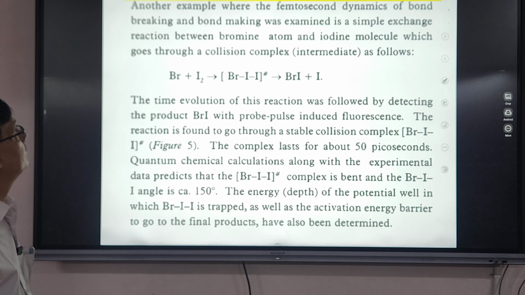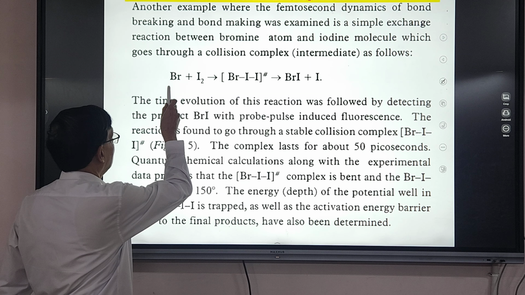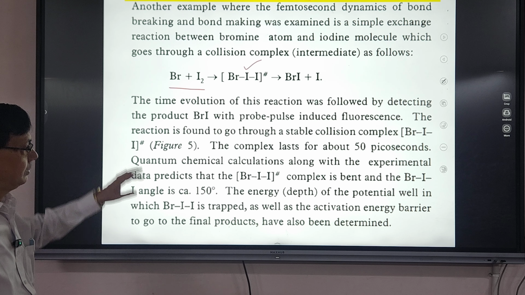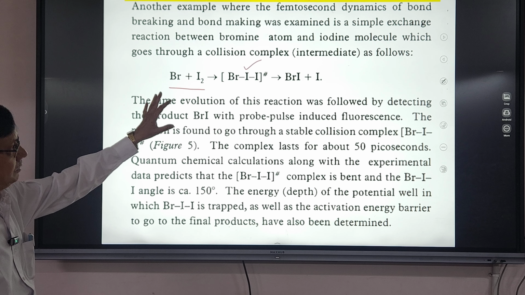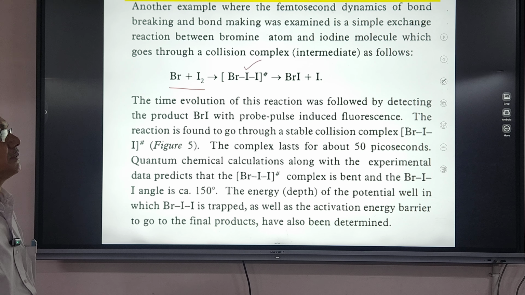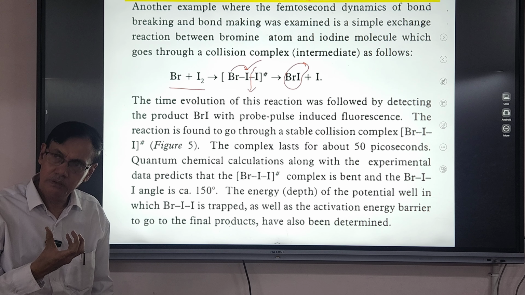अभी तक आप फ्रैगमेंटेशन देख रहे थे. Now I am taking the bond breaking and bond making process of barium and iodine. It is again from the research papers of P.K. Das, but the experiment is with fluorescence. The time evolution of this reaction was followed by detecting the product, because here this is the formation, and of course bond breaking is also there. So it is a bond making and bond breaking process. So that time we will not measure the absorption, we will measure the fluorescence.